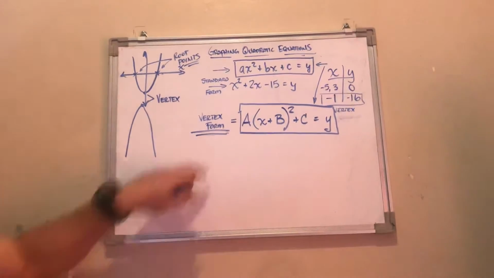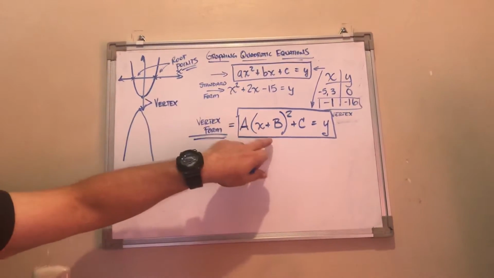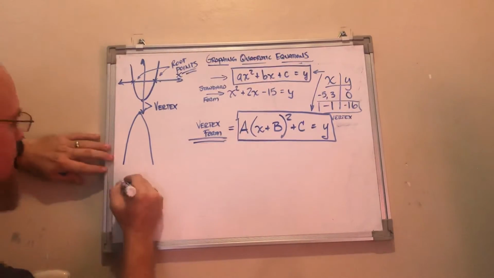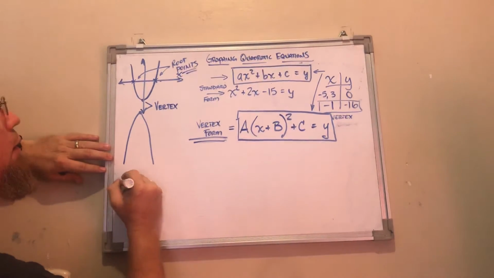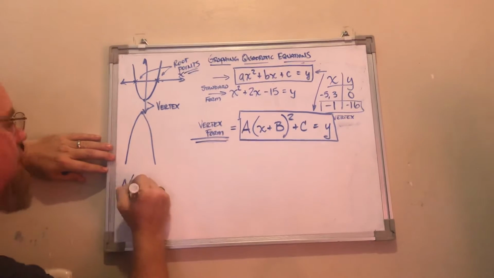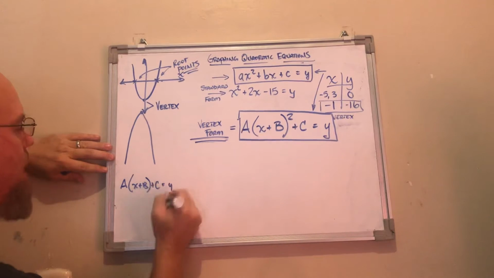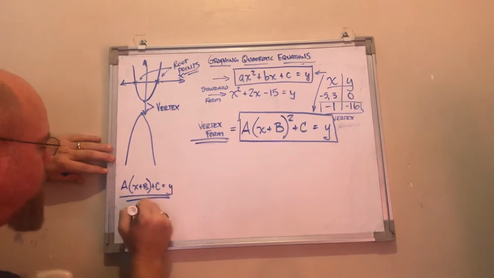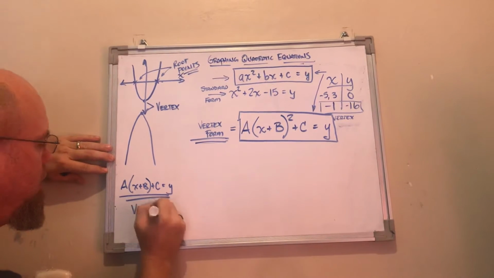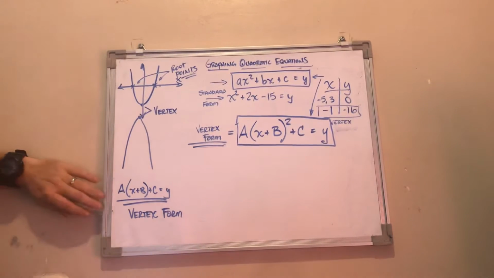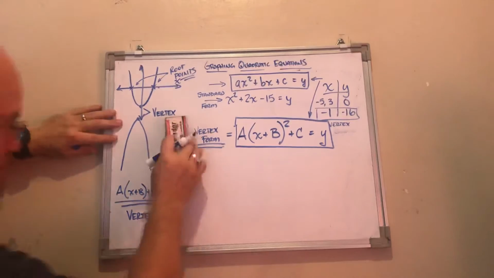So let's take our equation right here, and we're going to try to put it into this form. I'm going to put this form down here, where capital A times (x plus b) squared plus c equals y. That is a vertex form of a quadratic equation.